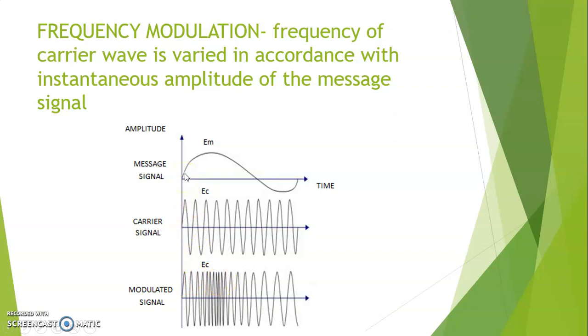When the message signal's amplitude is going to increase, the frequency of this wave will also increase. When it reaches the peak value, it will have the highest frequency. When the amplitude reduces, the frequency of the modulated signal will also reduce.